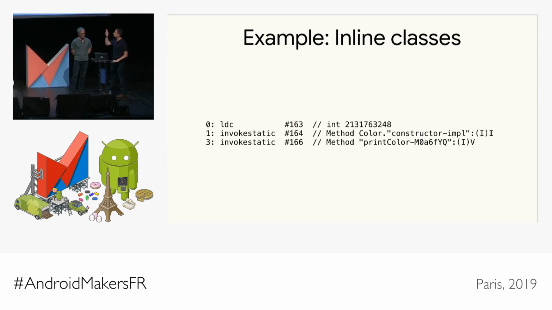But if you look at the name, now it's called print color dash some crappy hash code of some kind. And it doesn't take a color instance anymore. What it does is take an int. So it's really nice because, as the name suggests with inline classes, the class is gone. It's not there anymore. We're just working on an int, except in our code, we can treat it as a class and have code that's easier to read and to maintain.